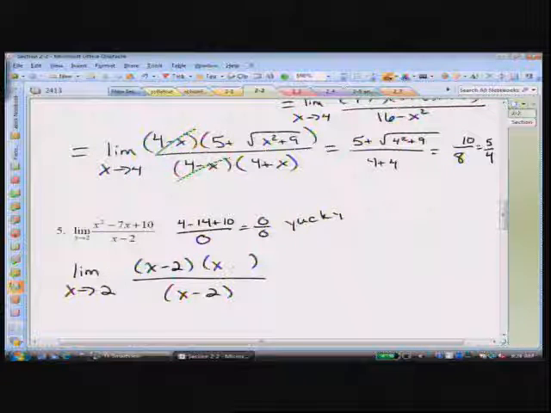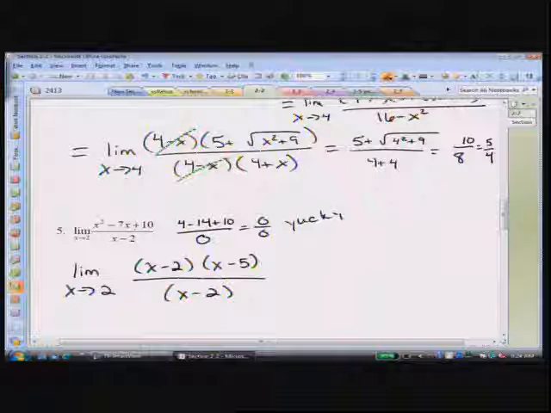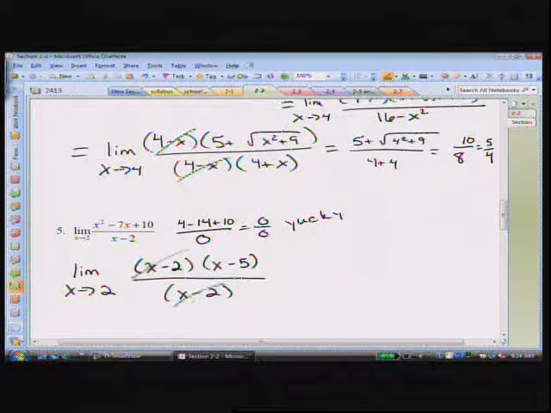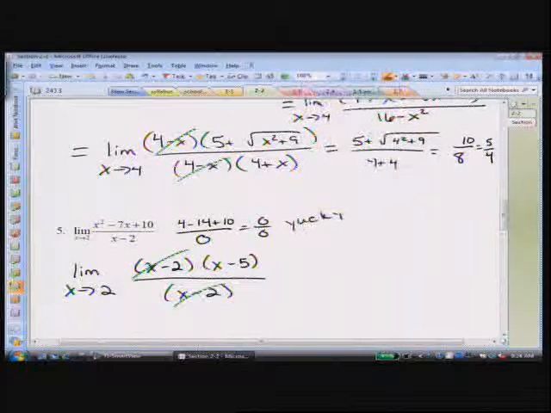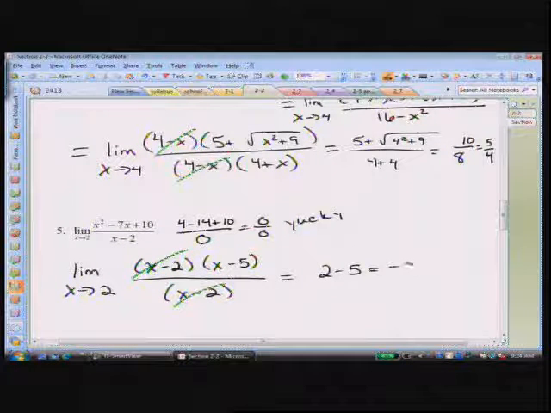I think I have a typo on this problem. Wait, no. Yeah, -5. Sorry. I have a typo in my brain. Yeah, because it multiplies to be positive 10, so they both have to be negative. Okay, and so now you can cancel the x minus 2's, and we'll then be able to do a direct plug-in, which will just be 2 minus 5, which is -3. Good? Okay.